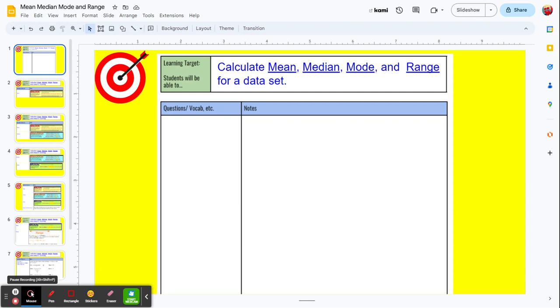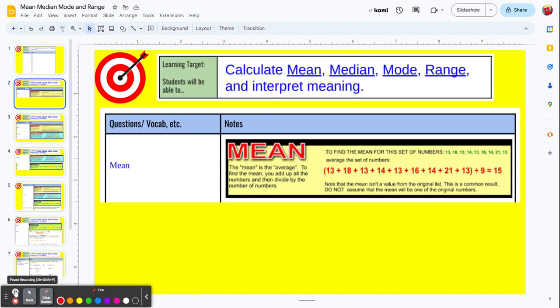This short video provides instruction on how to calculate the mean, median, mode, and range for a data set. The mean is also known as the average, and to find the mean, you simply add up all the numbers in the data set, and then you divide by the number of numbers within the data set. So in this example, there are 9 numbers within the data set, so you add those all up, you divide by 9, and we get 15.